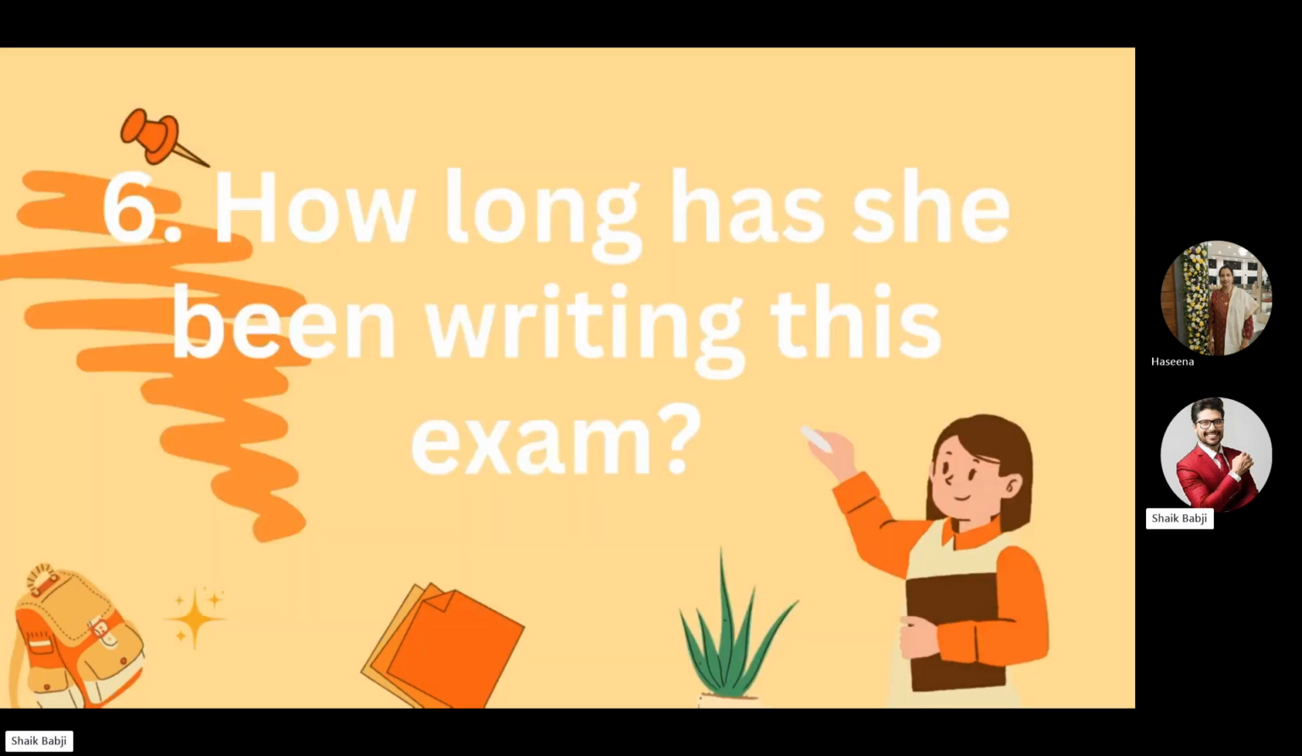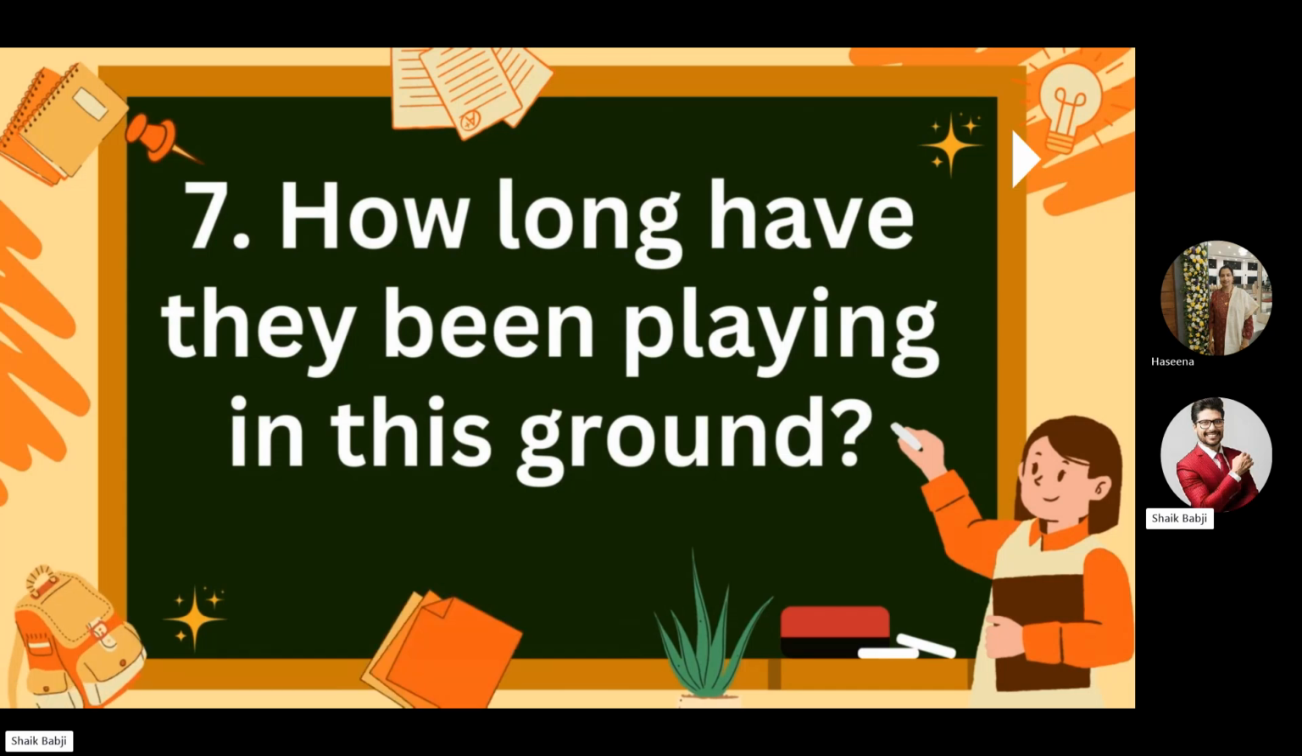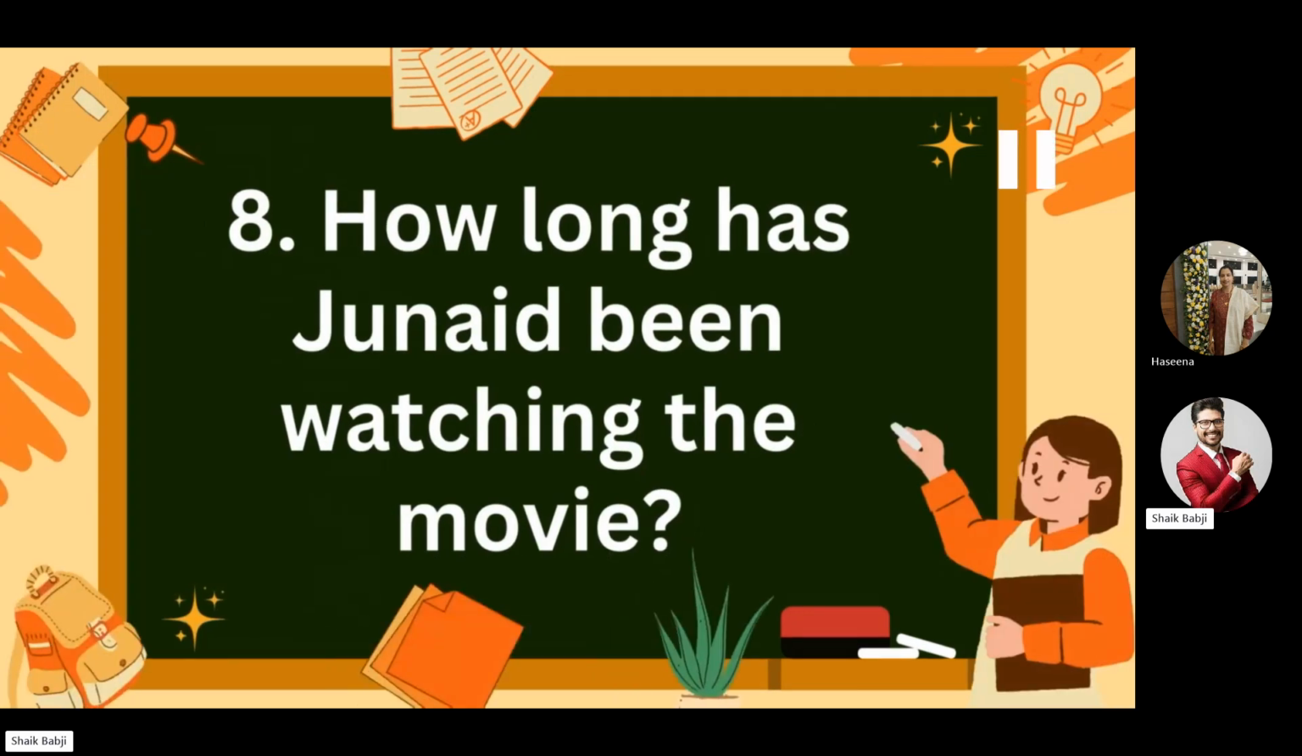Now let's see the seventh one. The seventh one is, how long have they been playing in this ground? I repeat, how long have they been playing in this ground? Now let's see the eighth one. The eighth sentence is, how long has Junaid been watching the movie? I repeat, how long has Junaid been watching the movie?